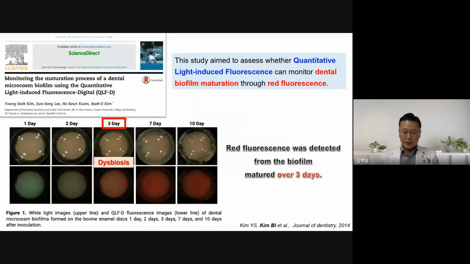My department has several in vitro studies. We want to know how many days we need to detect the red fluorescence from the biofilm. According to our experiment, after 3 days, suddenly the red fluorescence appeared from the biofilm. So it means that after 3 days, the biofilm is just starting, and the concentration of protoporphyrin 9 has increased. Then we can detect the red fluorescence. This is a very interesting phenomenon.